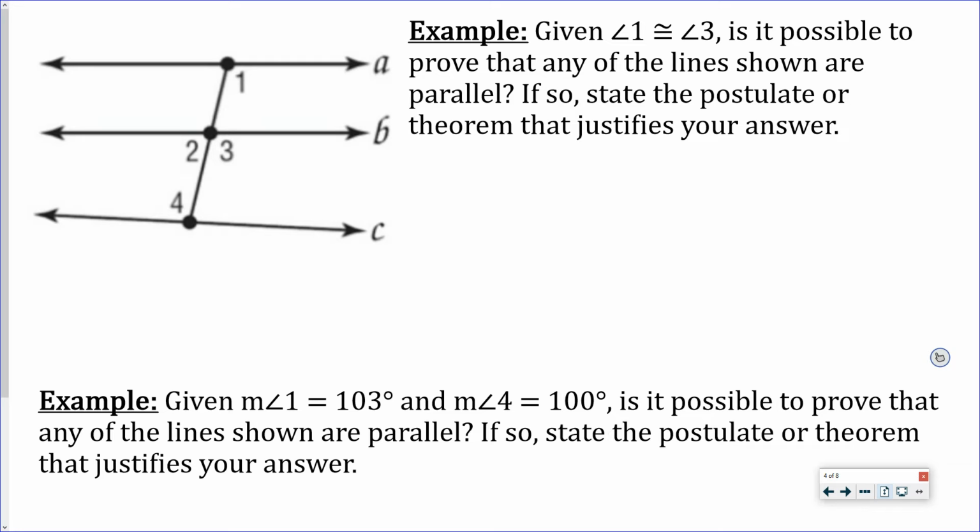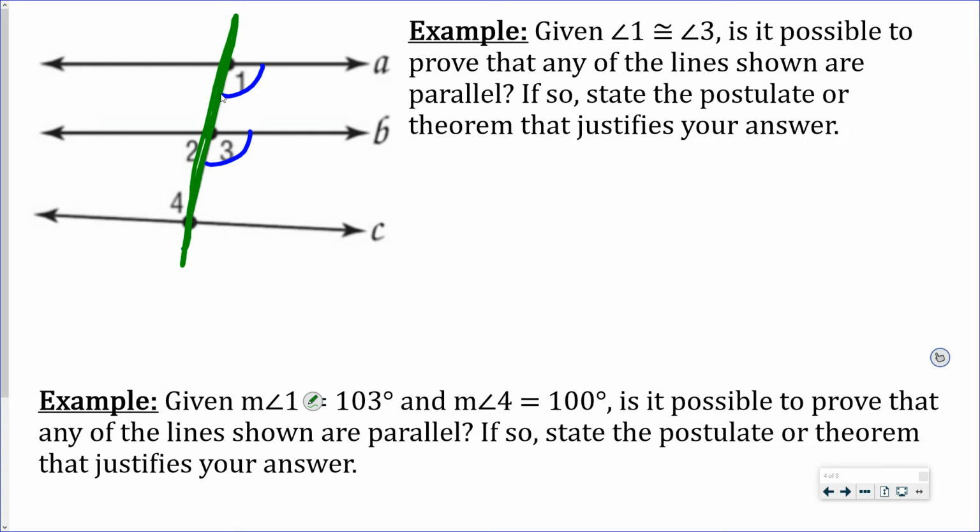Okay, let's try one. Given angle 1 is congruent to angle 3. All right, I'm just going to go ahead and mark that. So I know angle 1 is congruent to angle 3. Is it possible to prove that any of the lines shown are parallel? If so, state the postulate or theorem that justifies your answer. All right, if it helps you to highlight the transversal, the line that's intersecting all three of these lines is the green one. And sometimes it helps students to extend it too.